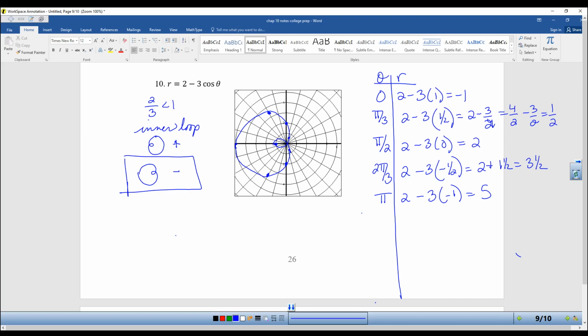So the more you practice these, the more you'll have a really good sense of what they look like, even difficult ones like the inner loop. But if you have trouble with it and you don't take the time to analyze it first, you're going to be plotting a lot of points and maybe still getting it wrong.